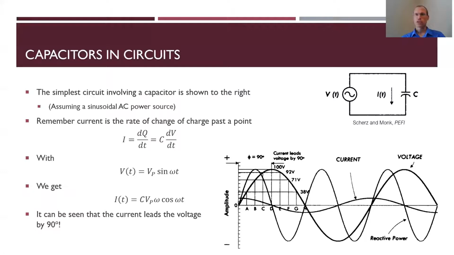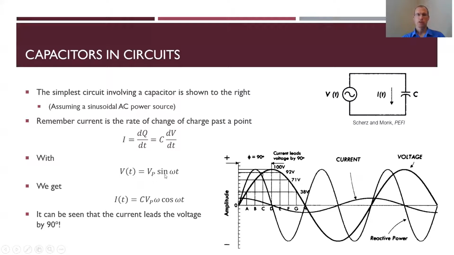Now, putting a capacitor in a circuit, start out with a capacitor just by itself. So just a voltage source and a capacitor, assuming a sinusoidal AC power source as usual. And so remember, capacitors are related to the voltage and the charge. I want to know what happens to the current generally in circuits. And so current is related to charge because current is the derivative of charge with respect to time. And so if I take that derivative, C being a constant, I just get C times the derivative of voltage with respect to time.